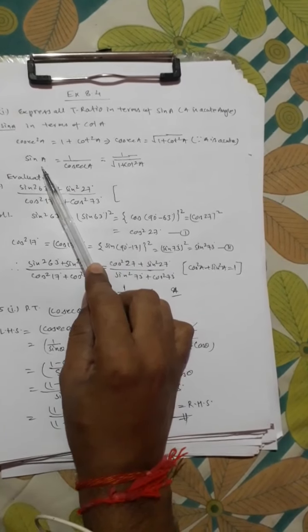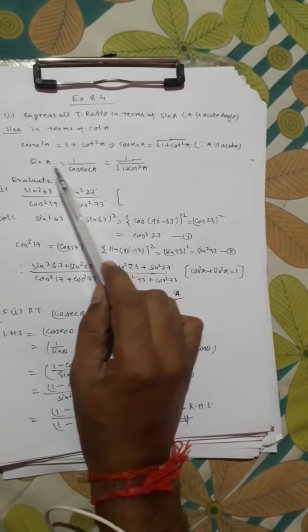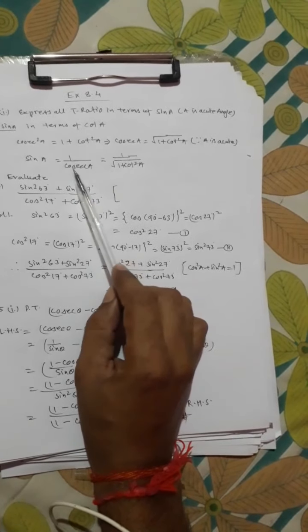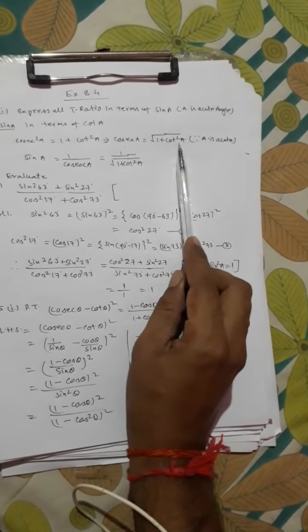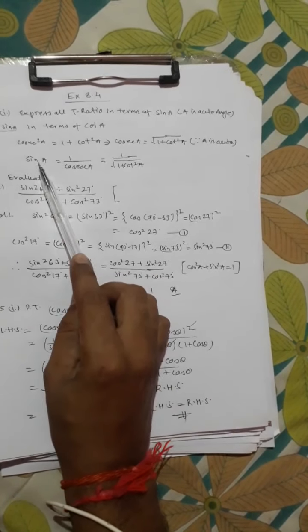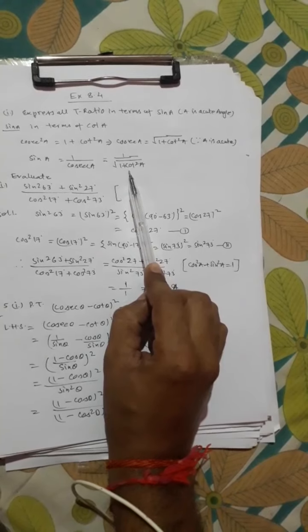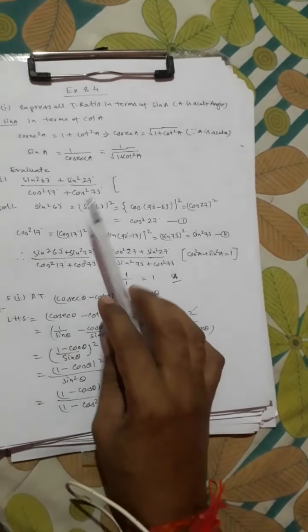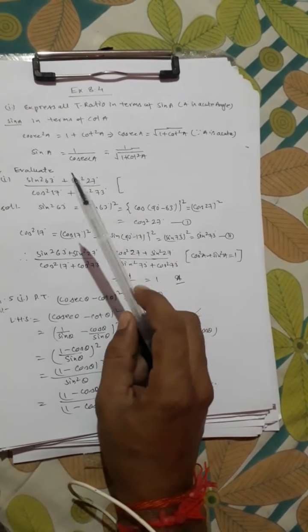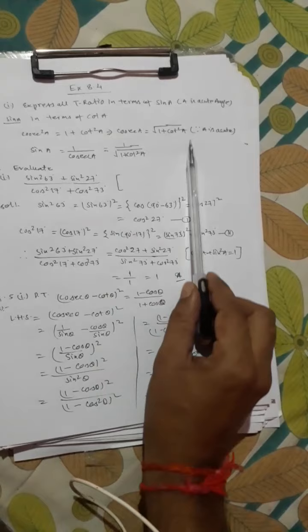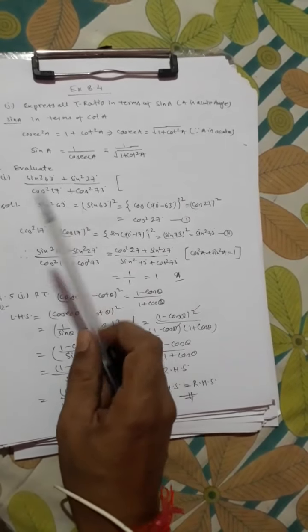So sin A can be written as 1 upon cosec A from the formula. In place of cosec A we can substitute this, so 1 upon under root 1 plus cot square A, that is sin A converted in terms of cot A. Now second question, write all other trigonometric ratios of angle A in terms of sec A. Utilize the second identity and you can write in the same manner.